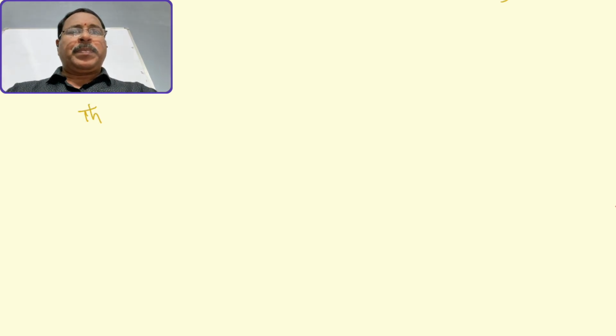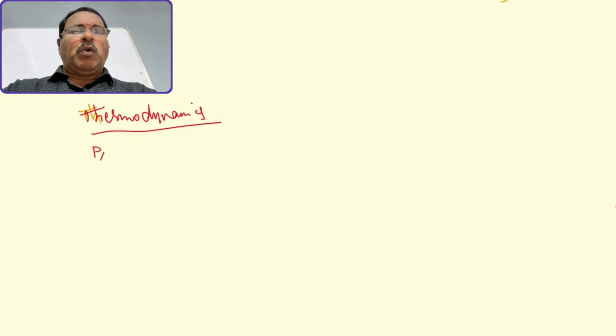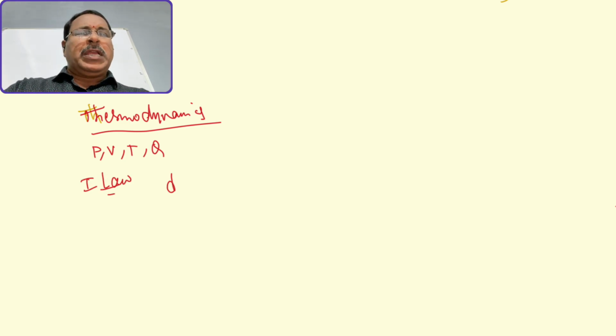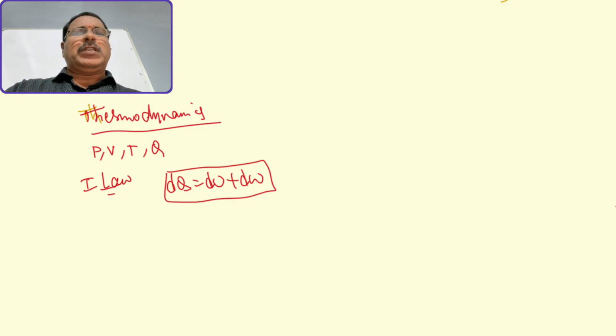Thermodynamics. So thermodynamic variables are pressure, volume, temperature, heat. These are the basic thermodynamical variables. The relation among these four we can discuss in this chapter. Now, especially the first law of thermodynamics. What is meant by the first law of thermodynamics? dQ equals dU plus dW. Generally, the students can expect questions from this concept, the first law of thermodynamics.